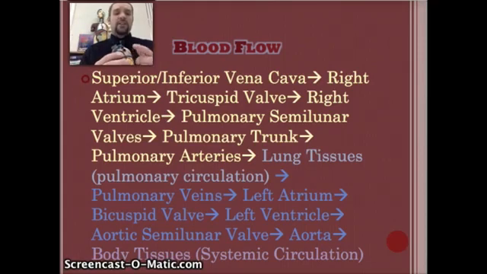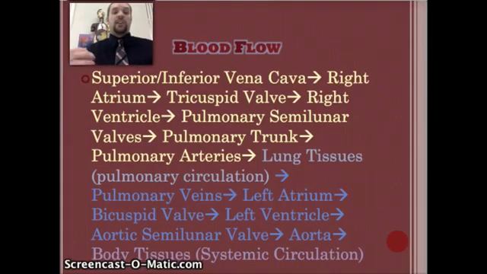Once it comes in contact with the pulmonary veins, it's going to come inside of our left atrium. So now we're on the left side of the heart. It's going to go from our left atrium down through this valve, our bicuspid or mitral valve, and then it'll go into the left ventricle. From the left ventricle, we are going to squeeze the heart, that ventricle, and it's going to push the blood.